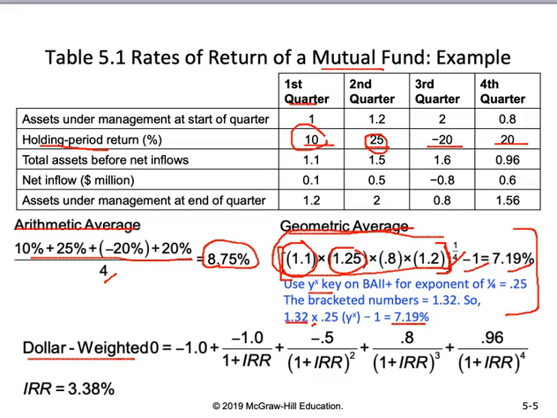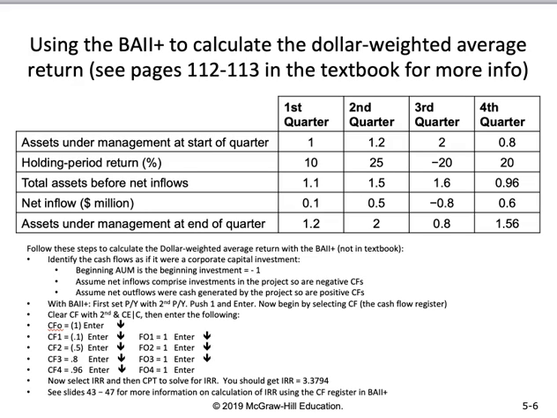I think that will serve you better over the long haul. So I developed these steps here for you to calculate dollar-weighted average returns with the BA2+. This is not in the textbook. However, if you had me for Financial Management 1, which is a prerequisite for this class, we covered this and practiced this in Chapter 5 of that class.